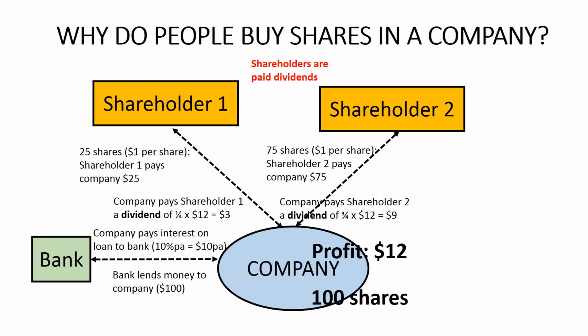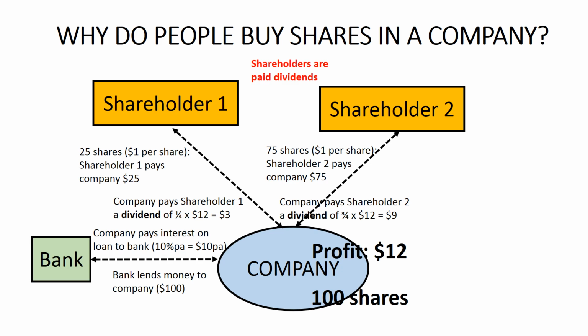The first difference is that a company has to pay interest on a bank loan whether or not it makes a profit. However, a company can only pay a dividend to its shareholders if it makes a profit. If the company makes a loss, it cannot pay a dividend to its shareholders because a dividend is a payment of the company's profit to shareholders.